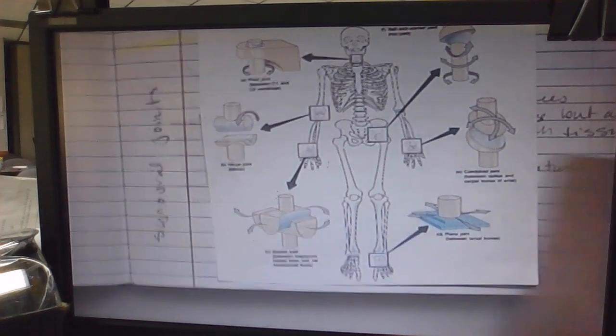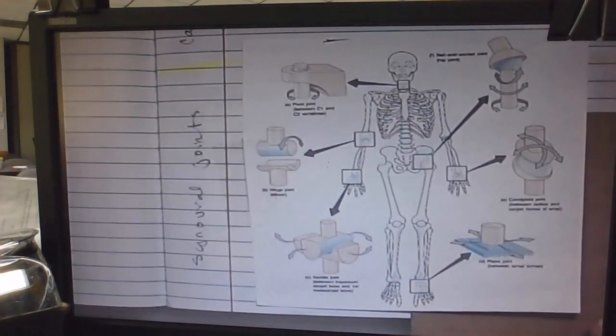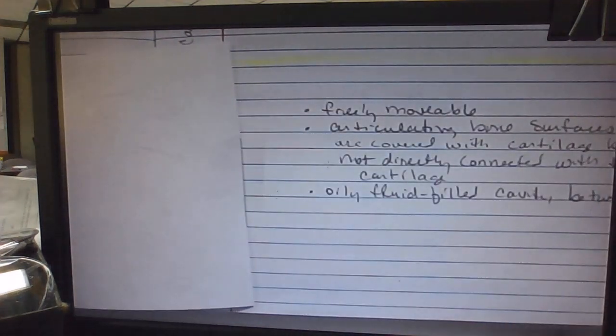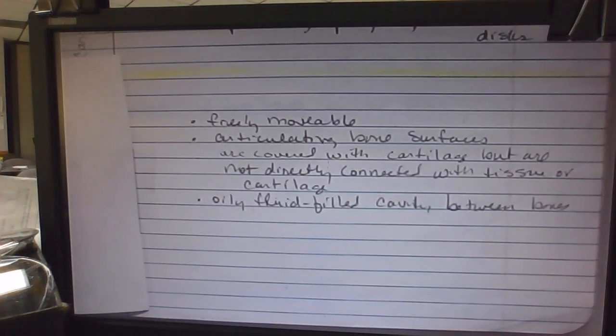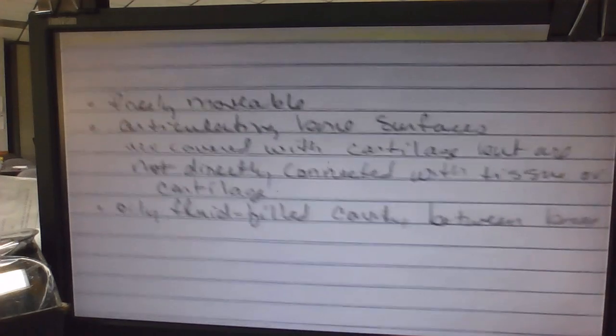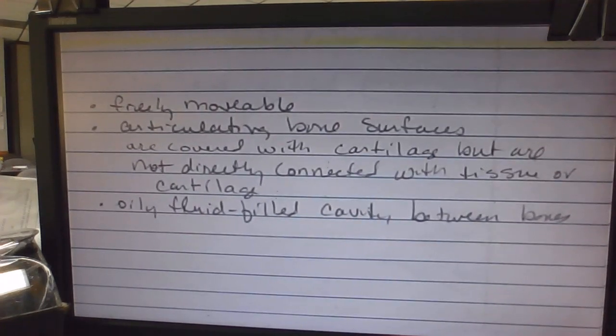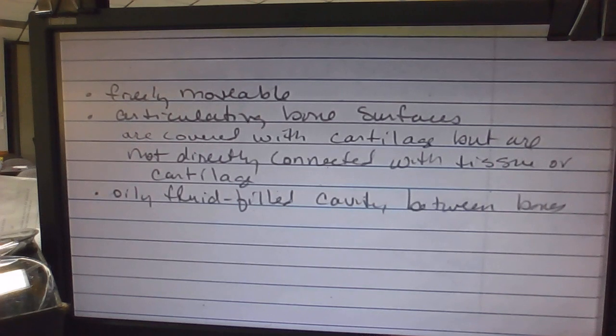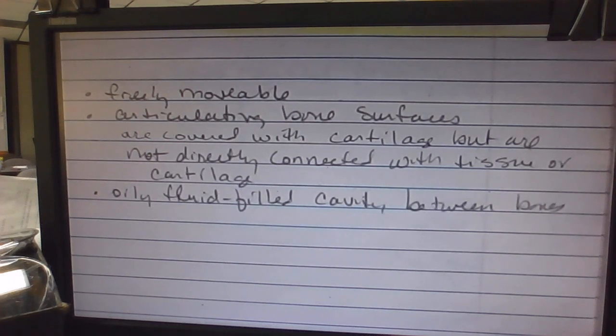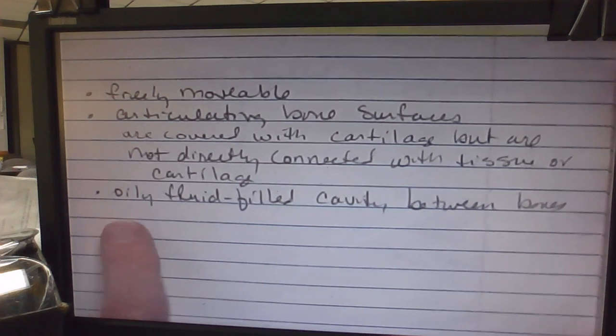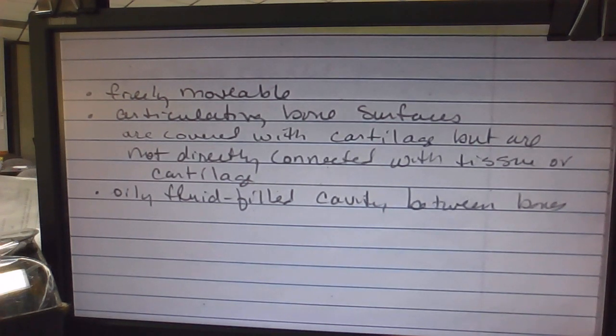Then finally, the joints that you're probably most familiar with are synovial joints. Synovial joints are freely movable. Synovial joints have articulating bone surfaces covered with cartilage, but are not directly connected with tissue or cartilage. Synovial joints have an oily, fluid-filled cavity between the bones. That oily fluid is the synovial fluid. So synovial joints are freely movable.